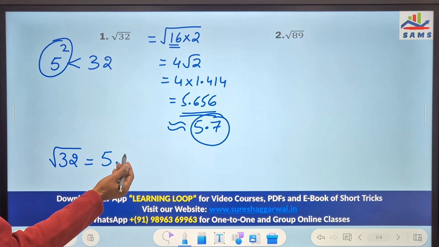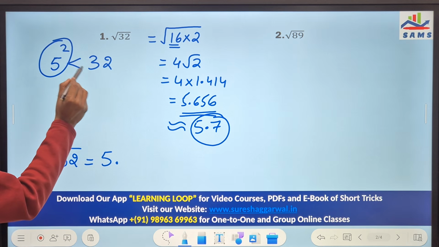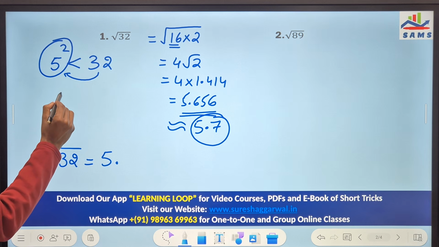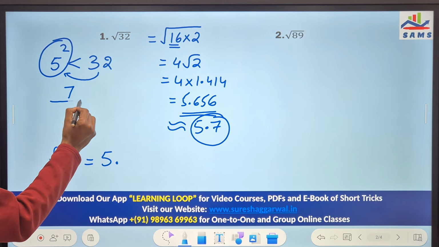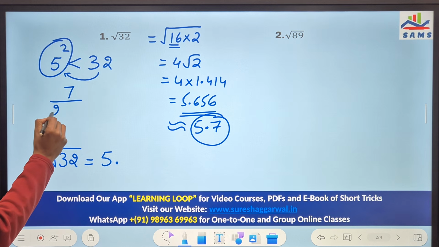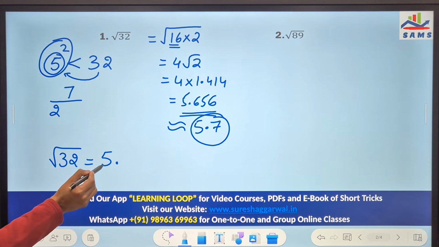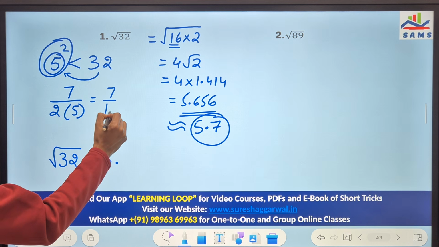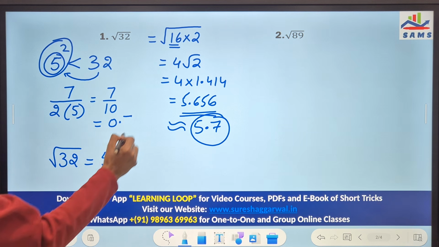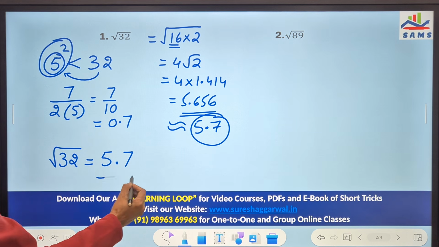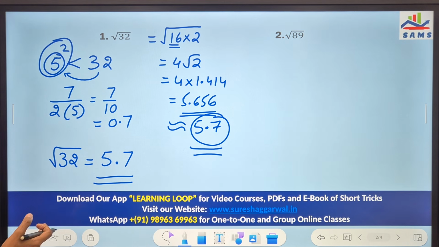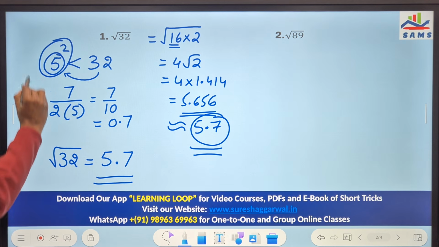For that you just need to do the difference between these two, that is 32 minus 25, which is 7, and divide it by double of this number before the decimal, that is 5. So 7 upon 10, and this is 0.7, and just put 7 here, 0.7. 5.7 is the approximate value which we got through the traditional method also. And see how quickly you can do this.